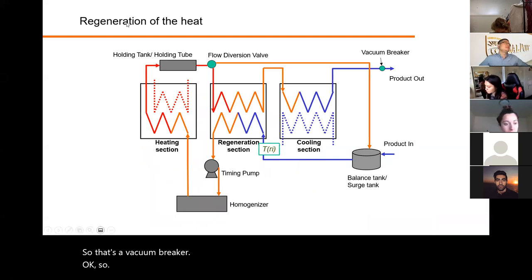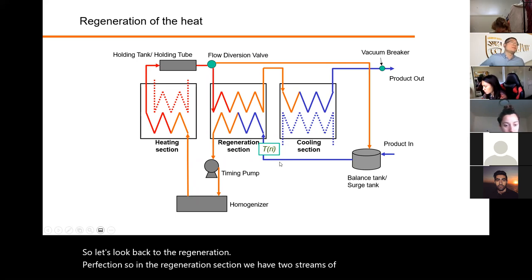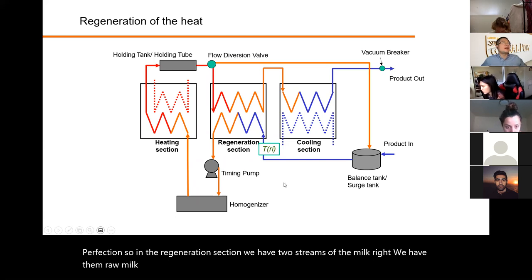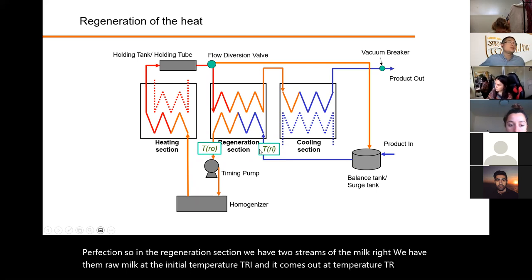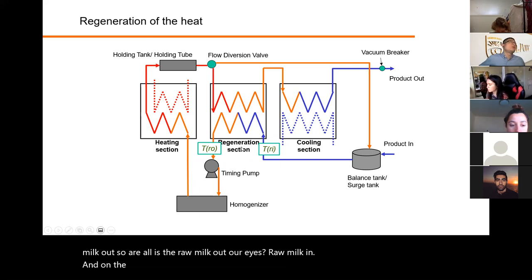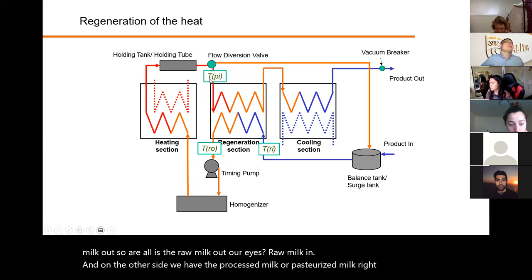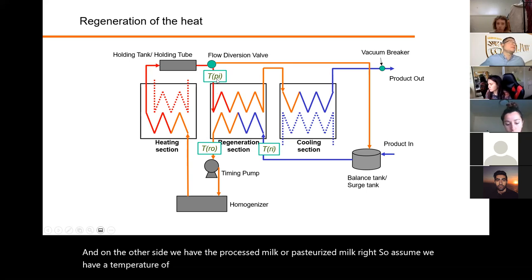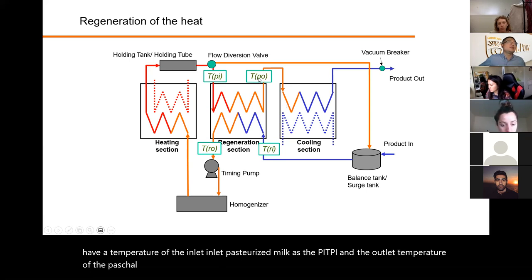So let's look back to the regeneration section. In the regeneration section, we have two streams of milk, right? We have the raw milk at the initial temperature TRI, and it comes out at temperature TRO. RO is the raw milk out, RI is raw milk in. On the other side, we have the processed milk, or pasteurized milk, right? So assume we have an inlet temperature of the pasteurized milk as TPI, and the outlet temperature of the pasteurized milk, TPO.